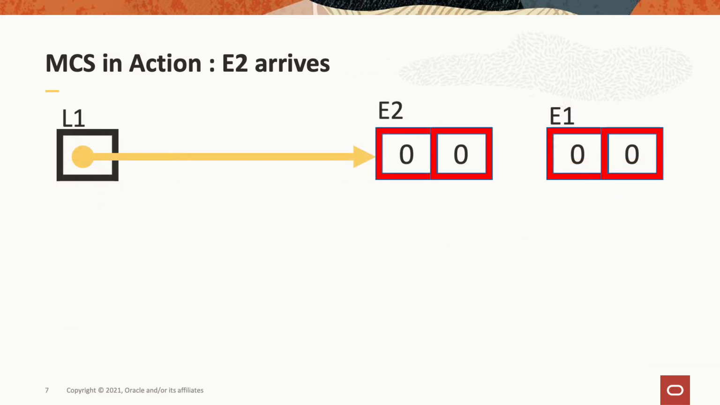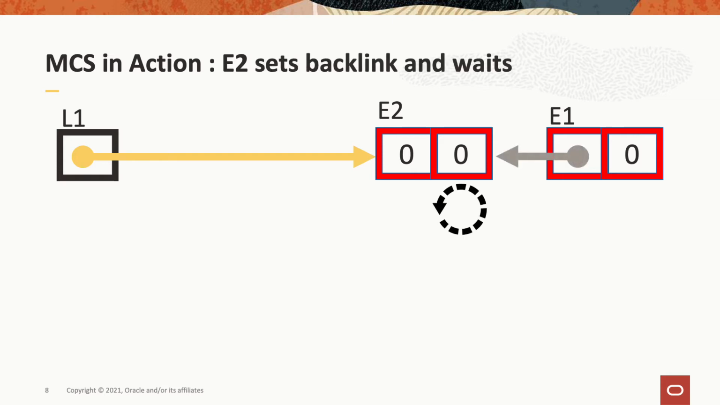Next, let's say another thread arrives to acquire L1. That thread posts the queue element E2 to the tail of the queue. In this case, the return address from the swap operation is E1. That's non-null. Therefore, the thread knows it needs to wait. In this case, the thread that posted E2 then proceeds to set E1's backlink to point to E2, forming the queue, and also then starts to busy wait on the flag inside E2, the element that it posted.